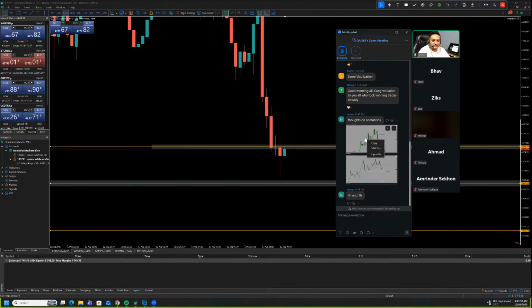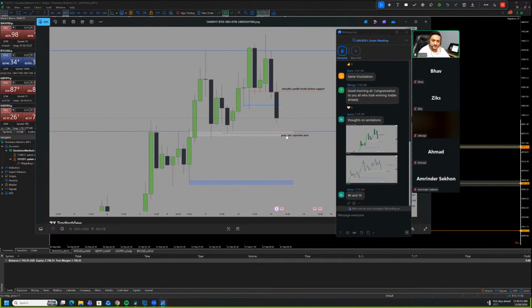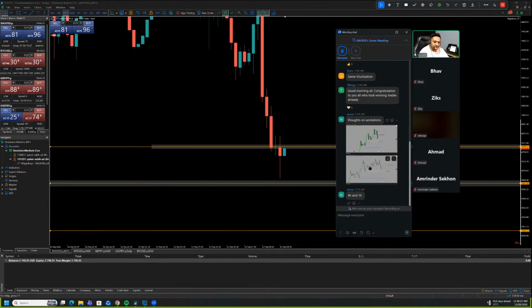Thoughts on annotations? Let me see. Okay, the 4-hour candle broke below the support. A smaller time frame might give you some kind of a confirmation here. Clean traffic. These are the wicks on the left hand side. Might be these wicks have some kind of support on a lower time frame. So yeah, that makes sense. But why are you taking these wicks? I would say to take your support or resistance on a body actually. Wicks represent the range. It's a part of the range.